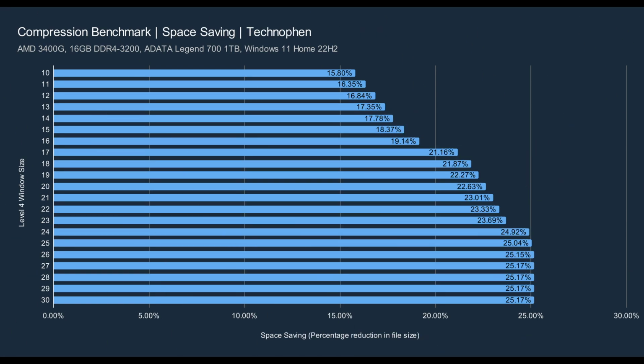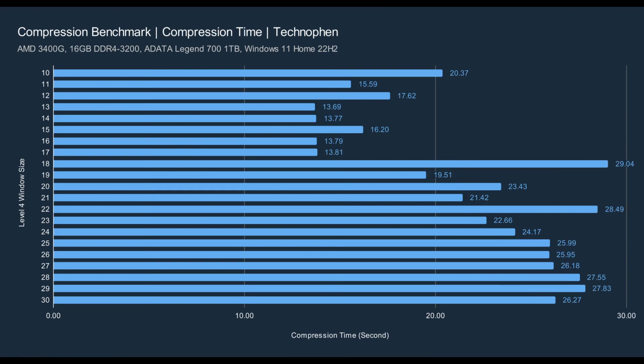On level 4, maximum compression is 25.17% at window size 27. Still, the higher window sizes aren't showing any difference. Compression time is a bit more expected now. Lower window sizes perform faster than higher ones here. Except window size 18, which is the longest at 30 seconds.